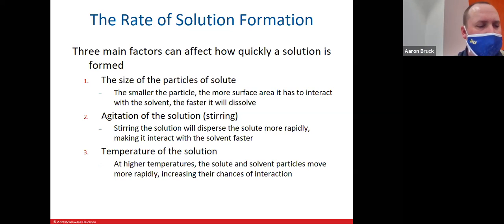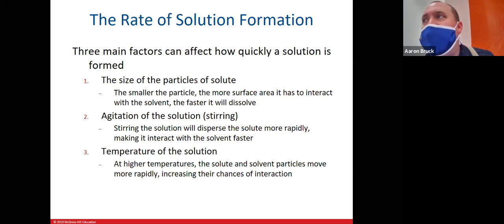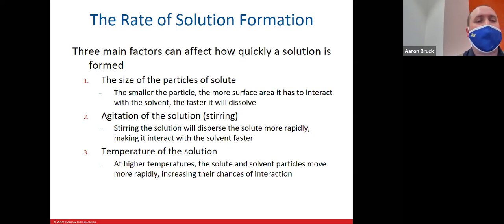The third factor overall, temperature. When I increase the temperature, that means that those water molecules are moving faster inside of that solution. Increased speed of motion is going to increase the number of interactions, which is going to cause the dissolving to occur faster as well. So those 3 factors, particle size, smaller particles, higher surface area is better. Agitation, stirring solutions will always cause them to dissolve faster than unstirred ones. And temperature, higher temperatures are going to make solutions faster than colder temperatures. Those are the 3 main factors that can determine how quickly we can make a solution.